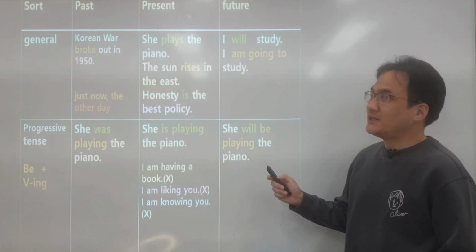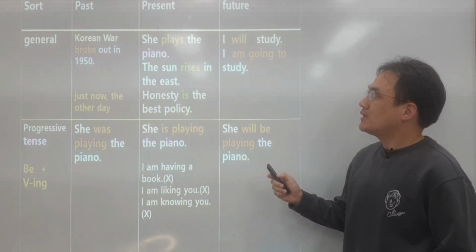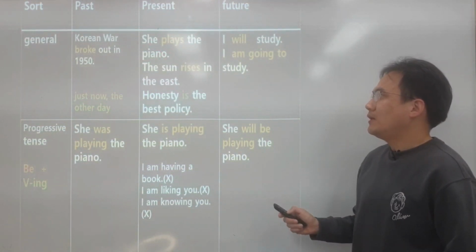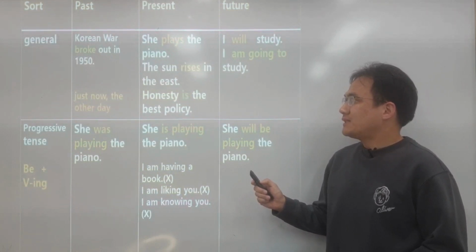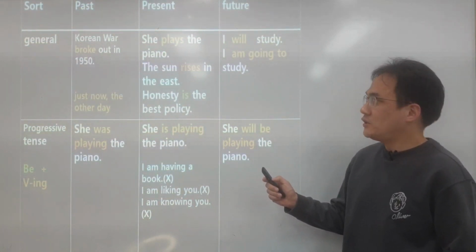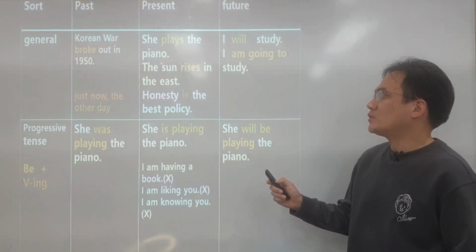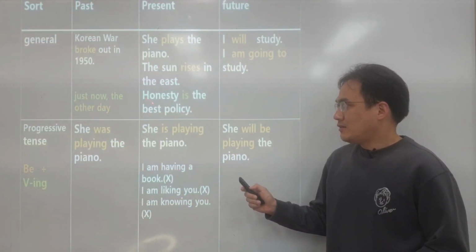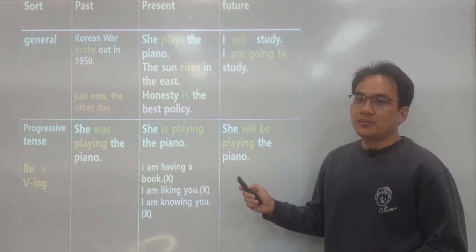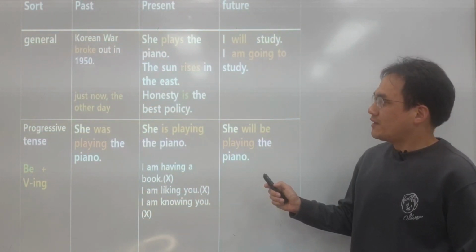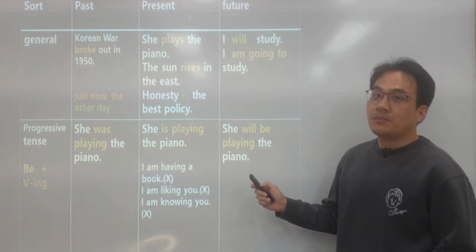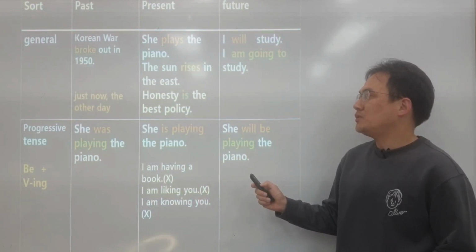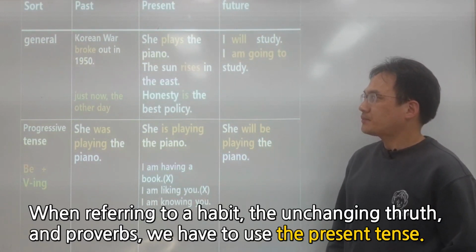When we represent a habit, we use present tense. And when we represent an unchanging truth in life, we have no choice but to use present tense. Honesty is the best policy is a well-known proverb. There is no fixed point in the proverb, so we have to use present tense.